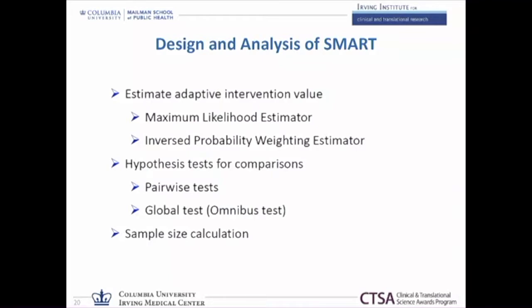So after introducing the concept of adaptive intervention and the SMART trial, next I will talk about the methods to design SMART and analyze SMART data. First, I will talk about how to estimate the adaptive intervention value by two methods, the maximum likelihood estimator and the inverse probability weighted estimator. Then I will talk about how to conduct the hypothesis test in SMART to compare multiple adaptive interventions. I will talk about the pairwise test, and also a global test called the Omnibus Test. Then I will talk about how to conduct the sample size calculation in designing a SMART trial.